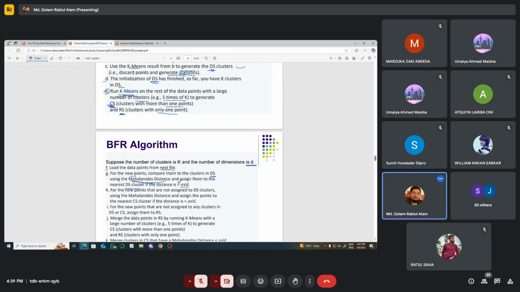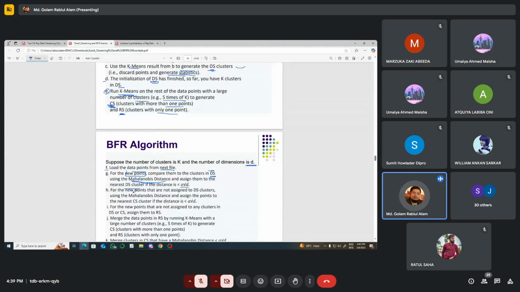And if the distance is less than that, then we can assign the new point to our DS, that is the discard set. In the discard set, we will not store the data points, but we will store the statistics. Okay, so we will see how it will work in our example.